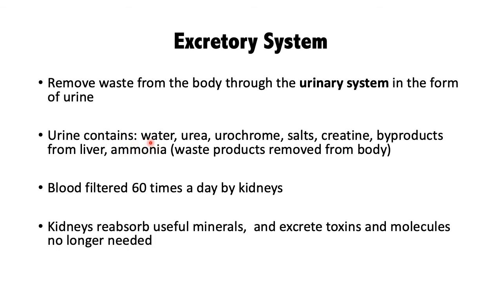And so urine contains water, urea, salts, creatinine, byproducts, and waste products removed from the body. And so this is also a site in which toxins and drugs are removed. And so blood is filtered 60 times a day by the kidneys. And what's neat, once again, is that the kidneys have this ability to reabsorb useful materials and only excrete the ones that are no longer needed.